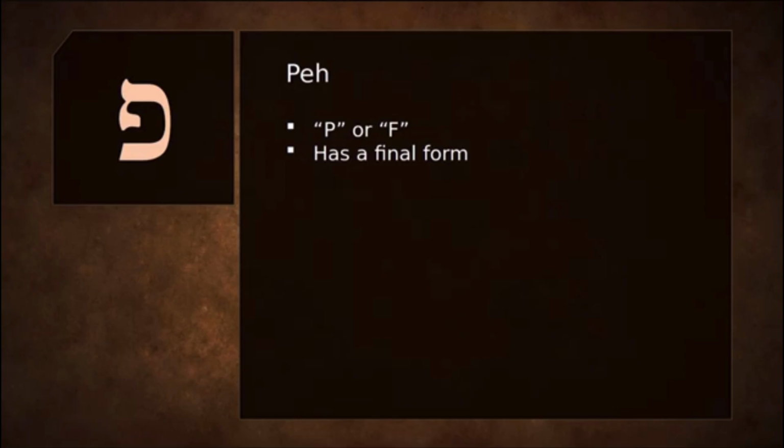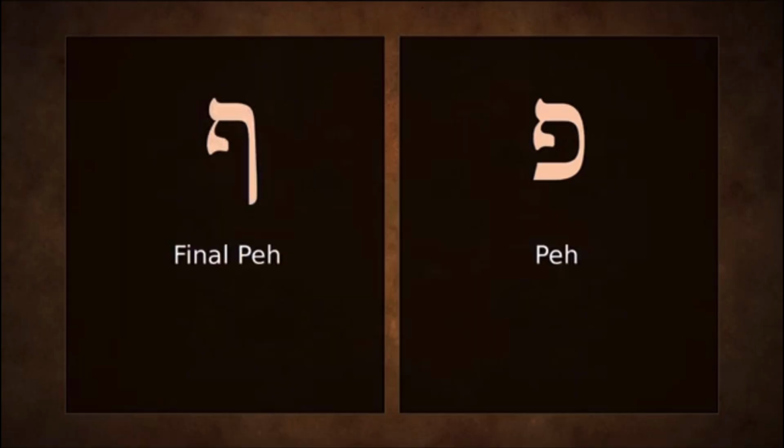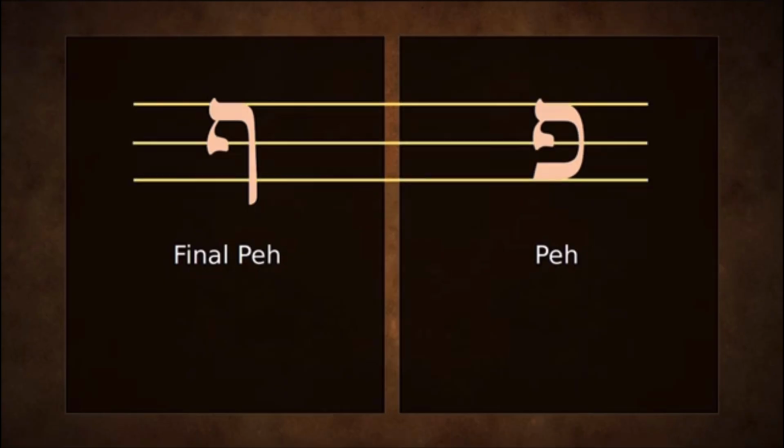Pe also has a final form. On the right, we have a pe with a dagesh. When pe has a dagesh, it makes the sound of P, as in Peter. On the left is a pe without a dagesh. And without the dagesh, pe makes the sound of F, as in the word fall. Here is the final pe. Again, a letter is only written in its final form when it is the last letter in a word. Just like the kaf and the nun, the final pe extends below the normal line of writing.